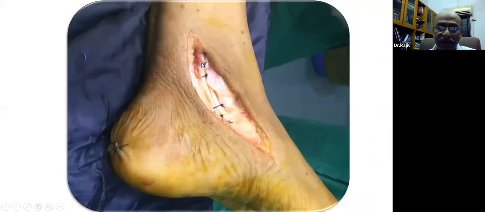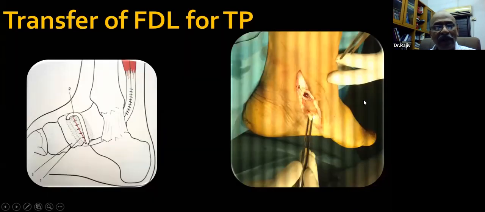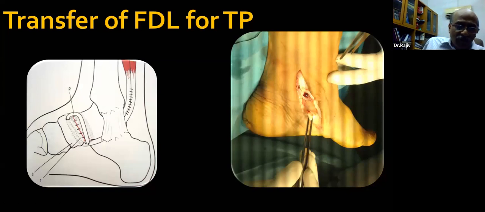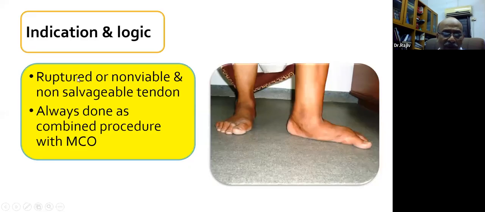Now look at this another case where I have done tenodesis of flexor digitorum longus with tibialis posterior with these 3-6 sutures. The most commonly performed procedure is transfer of flexor digitorum longus for tibialis posterior. And look at this figure where flexor digitorum longus is passed through the tunnel into the navicular and is sutured back over itself. So this tendon then acts as tibialis posterior tendon to maintain the integrity of the arch. So for a ruptured or non-viable, non-salvageable tibialis posterior tendon, you do FDL transfer.